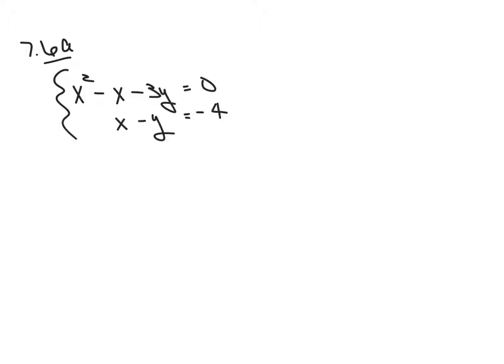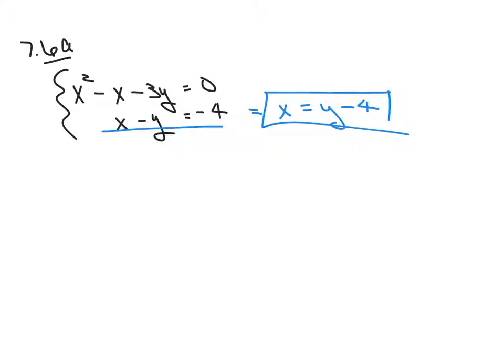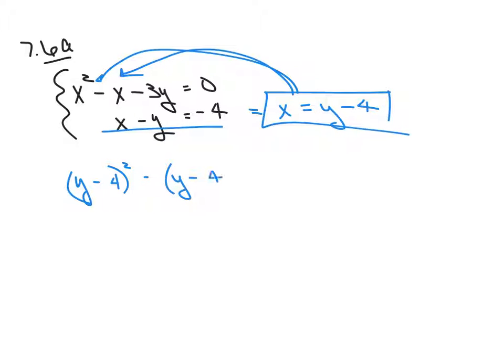Okay, so there's my system. And what I would suggest doing is using substitution and just changing that to x equals y minus 4. And if you remember, wherever you see an x, you put a y minus 4 in its place. So we have a (y minus 4) here, and that's squared, minus (y minus 4) there, minus 3y equals 0. Okay, so really not a whole lot to it.